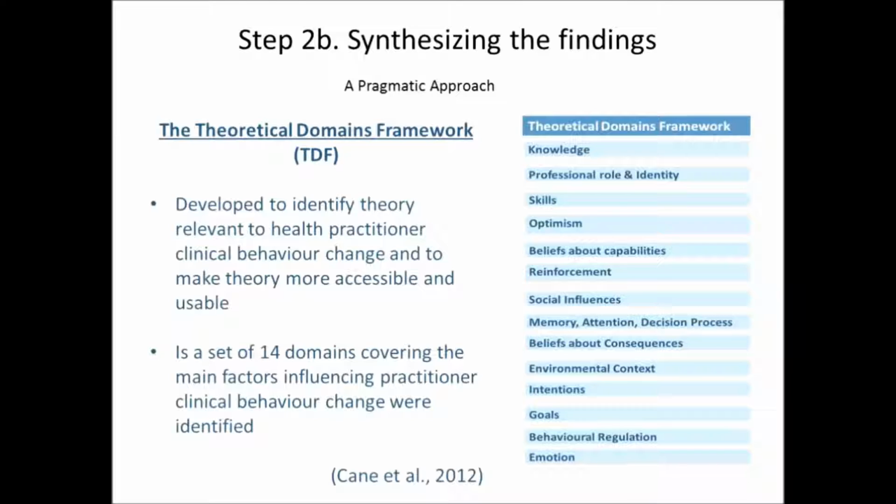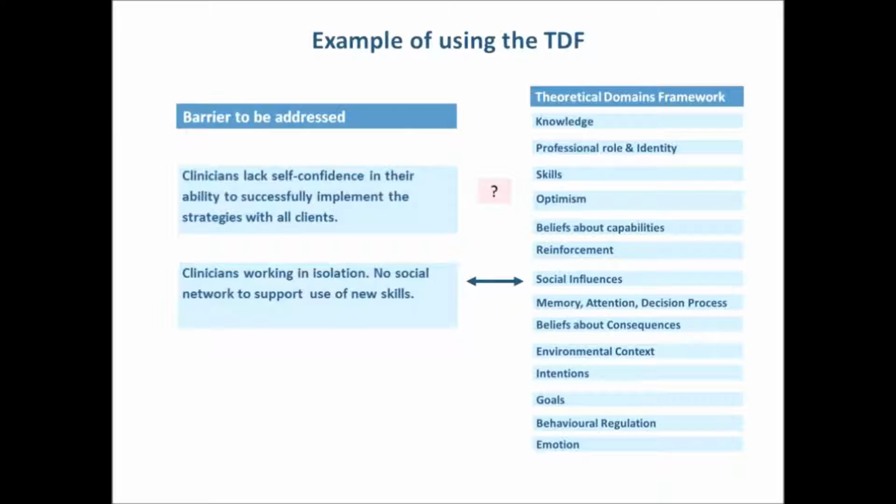So the different domains that you can choose from where barriers and facilitators might exist are around knowledge, skills, beliefs about capabilities, social influences, environmental contexts, and things like that. So there's 14 over here on the right-hand side, as you can see. And it was developed to try and make behavior change theory more accessible and usable when designing interventions. So we'll talk a bit about an example of using the theoretical domains framework here.